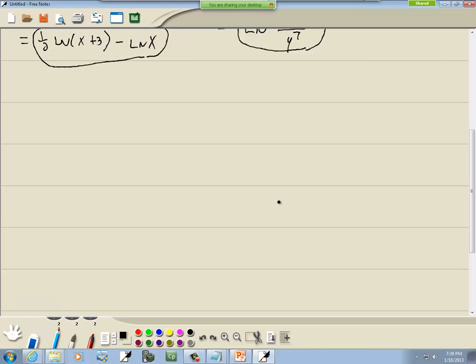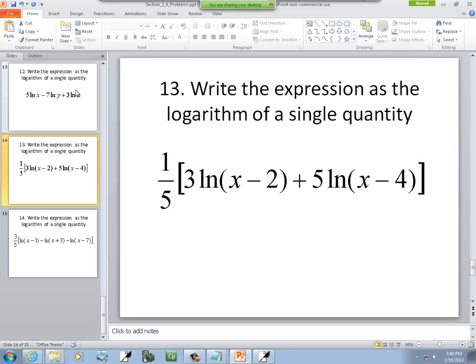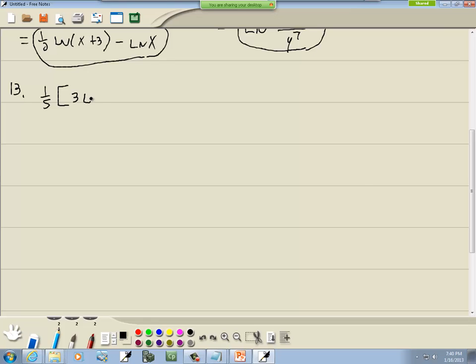Number 13. Got 1/5, and then bracket 3 natural log of x minus 2 plus 5 natural log of x minus 4, close bracket. Okay, we follow our order of operations, and order of operations says you do what's inside the parentheses, do what's inside the brackets.